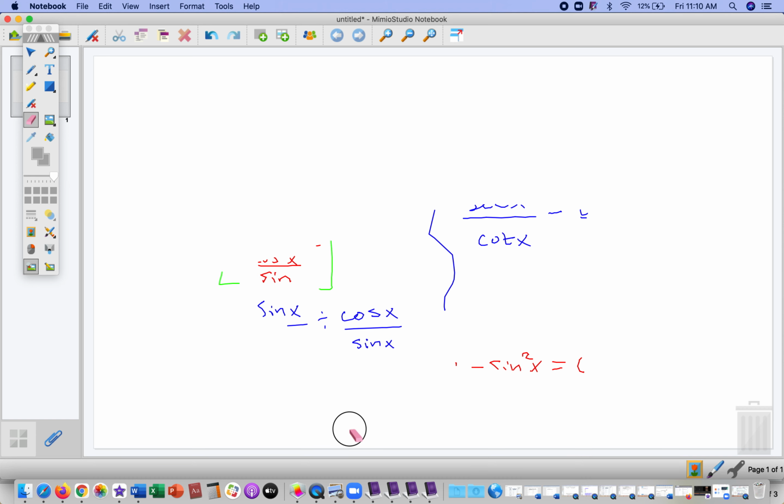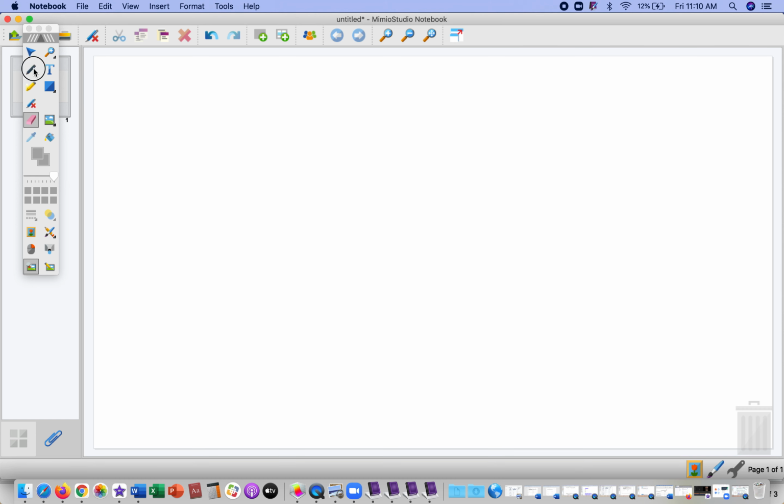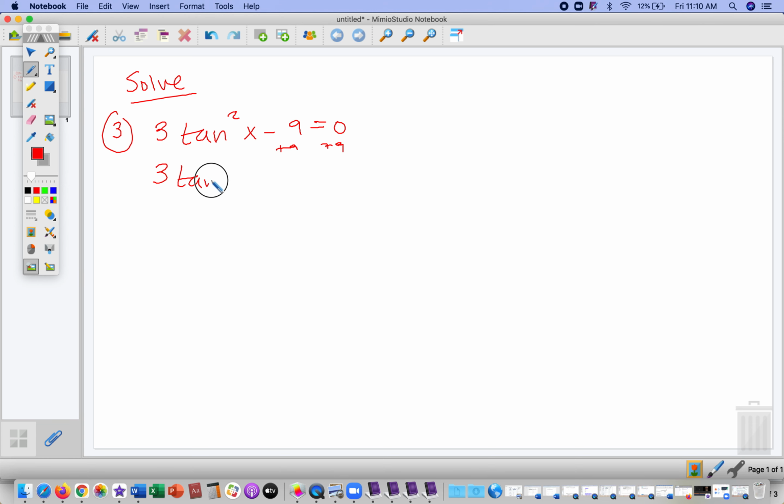Let's do a few solving. So let's say it said solve, and it asked us to do the following. It said 3 tan squared x minus 9 equals 0. So we'd first add 9 to both sides. So we have 3 tan squared x equals 9. Then we would divide both sides by 3. So we'd say tan squared x equals 9 divided by 3 is 3.